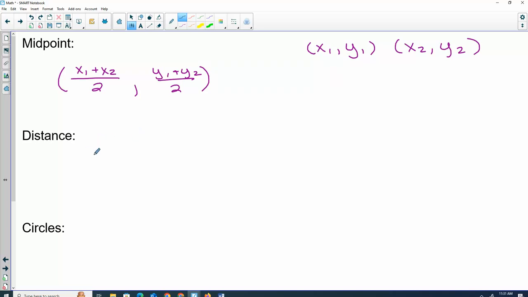Distance. You're trying to find how far apart things are. It's x2 minus x1 squared, plus y2 minus y1 squared. The square root of that whole thing.